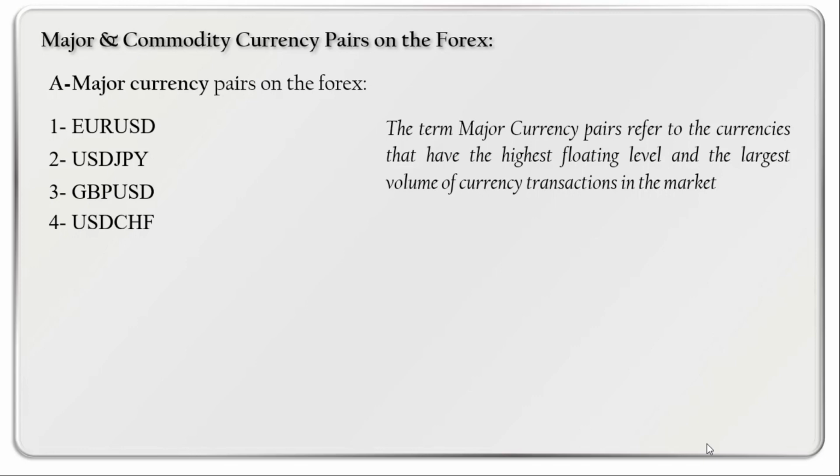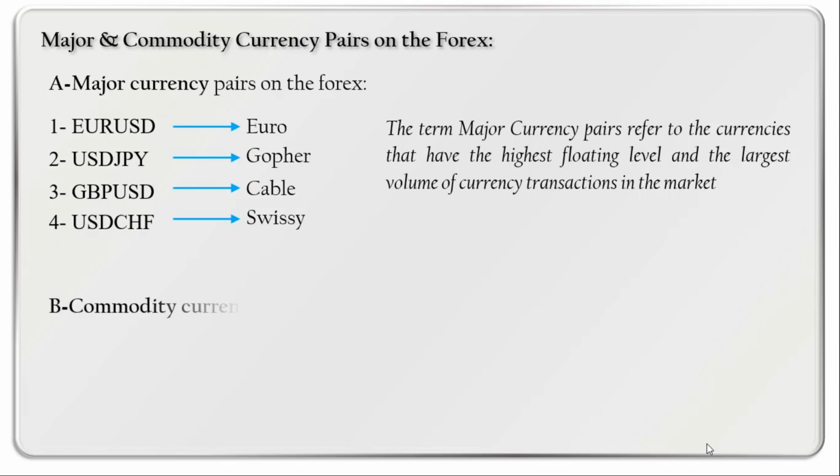Keep in mind, major currency pairs in the Forex market are called by traders by other names as well. For instance, EUR/USD is Euro, USD/JPY is Gopher, GBP/USD is Cable, USD/CHF is Swissie. If any trader says that I'm long in Cable, it means that he has bought GBP/USD. Or if anyone says that I'm short in Gopher, it means that he has sold the USD/JPY. Or if you hear some traders saying that I'm short in Euro, it means that he has sold the EUR/USD.